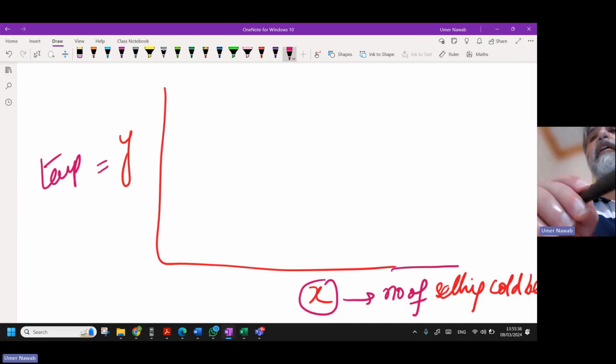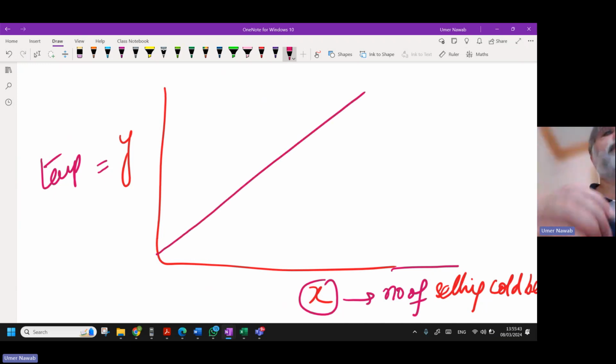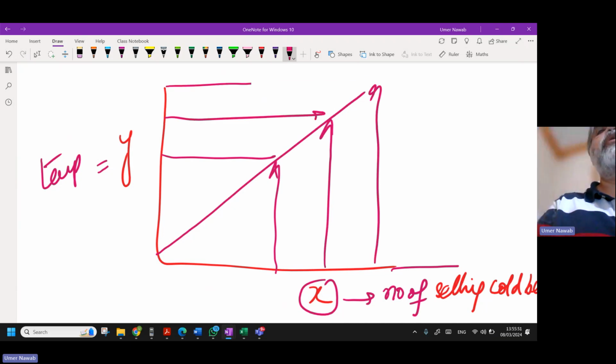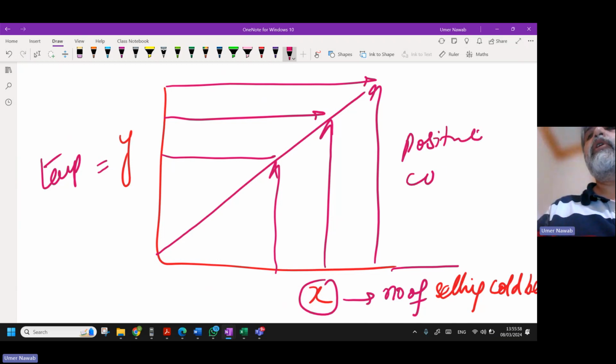So can I say this is directly proportional or this is inversely proportional? So it is like, if the temperature increases, the more cola will be sold out. More cola will be sold out. You got my point? More cold beverages will be used by the people. So this is a positive correlation.